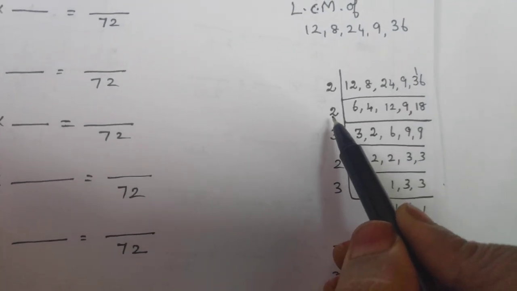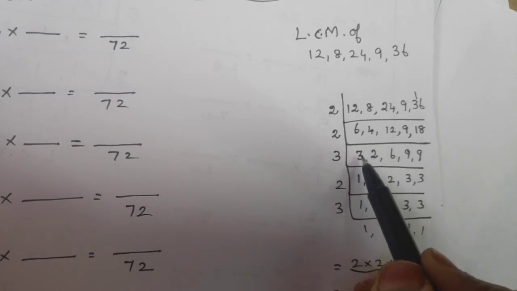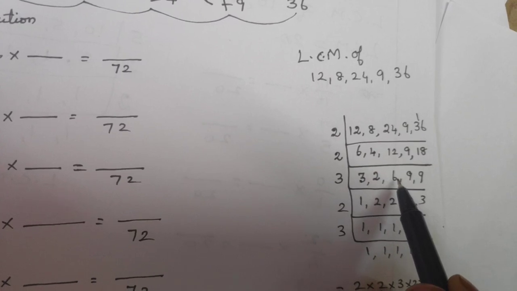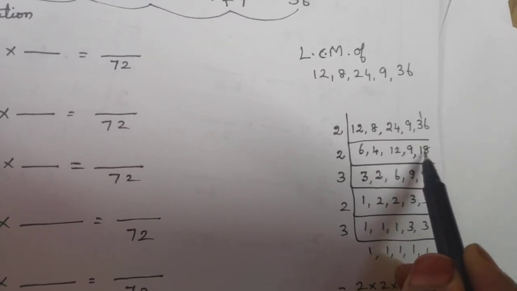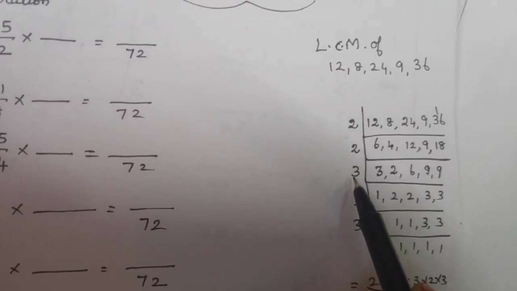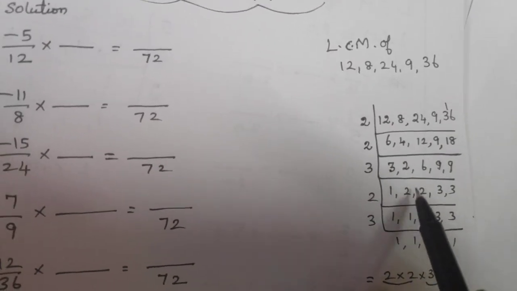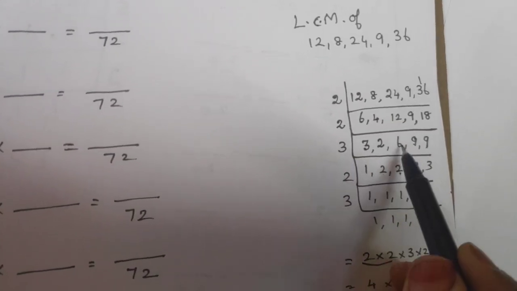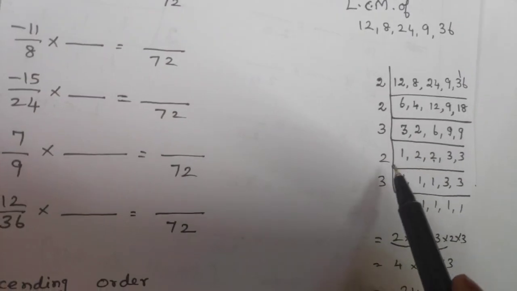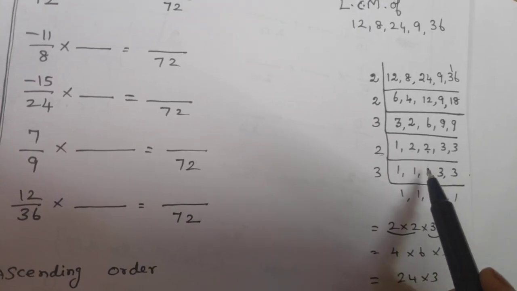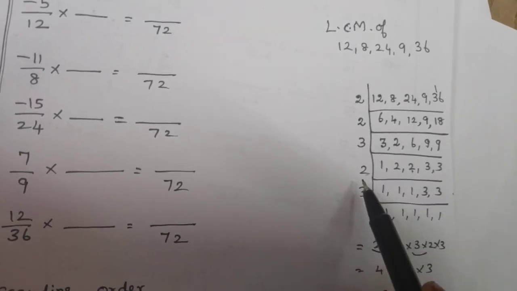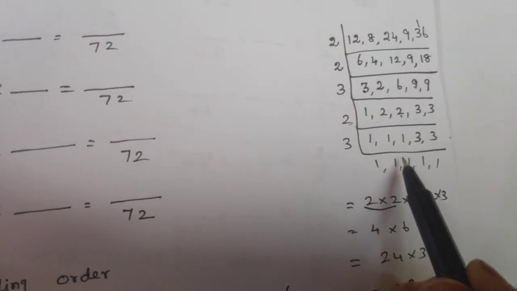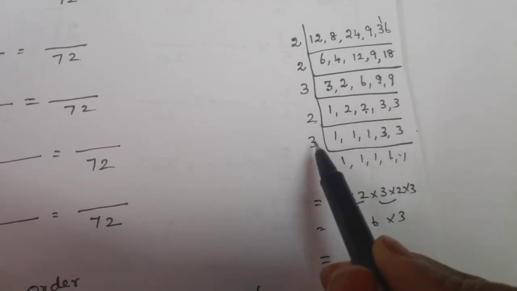Next take the 2 table also. How many 2s are 6? 2 3s are 6, so 3. 6 2s are 12. 9 is not possible. Next select the third table. 1 3 is 3, 2 is not possible. 2 3s are 6, 3 3s are 9. Next 2 table again, 3 is not possible in the 2 table, so as it is you write 3.